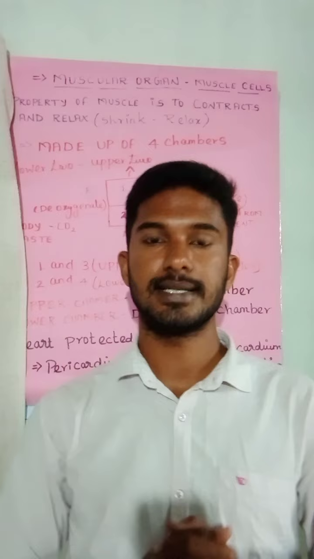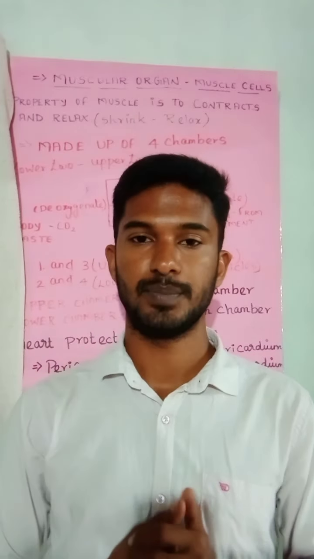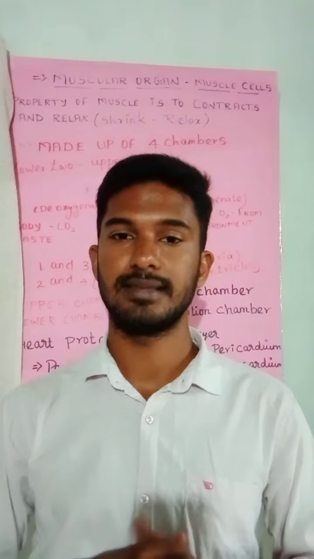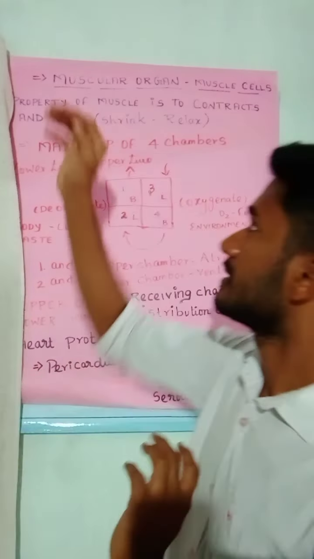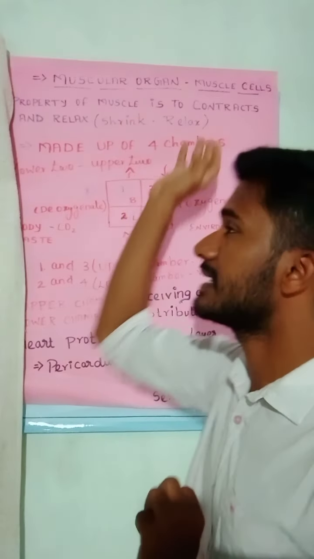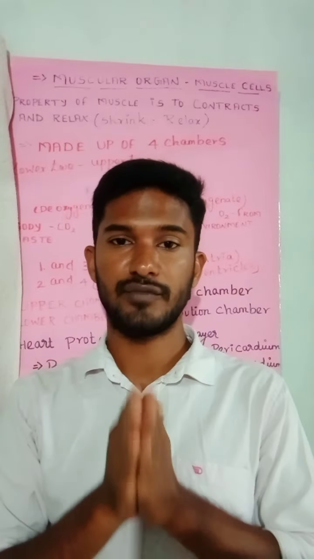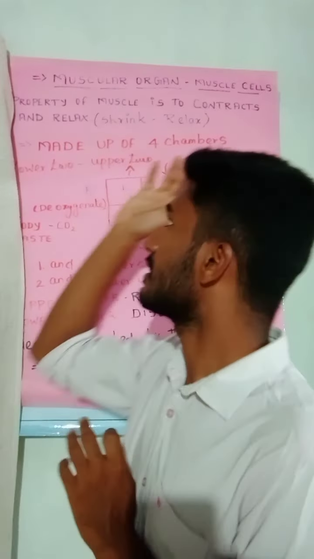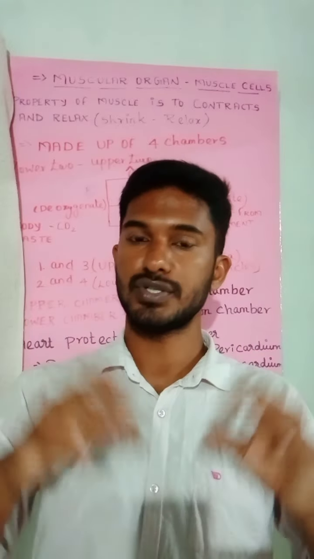Heart is a muscular organ which is made up of muscle cells. What is the muscle cell property? There is an important muscle cell property behind it. The property of muscle cells is to contract and relax, that means shrink and relax. This is the main property of the muscle cell. Because of this property only, our heart is pumping out the blood throughout your body.